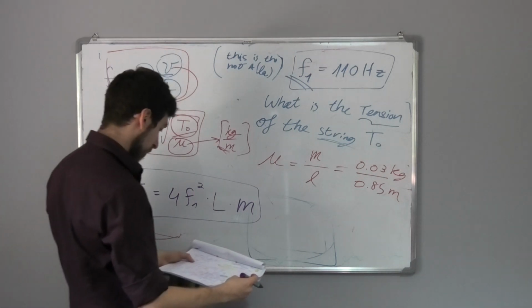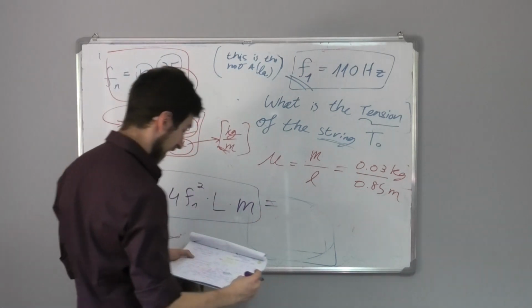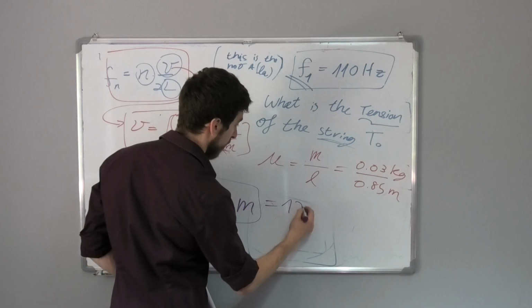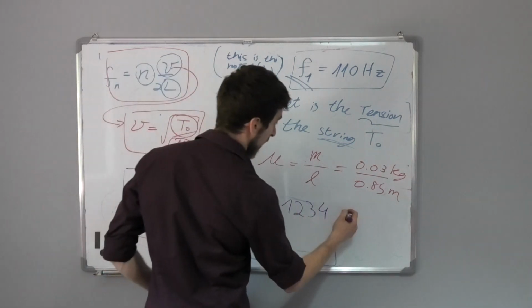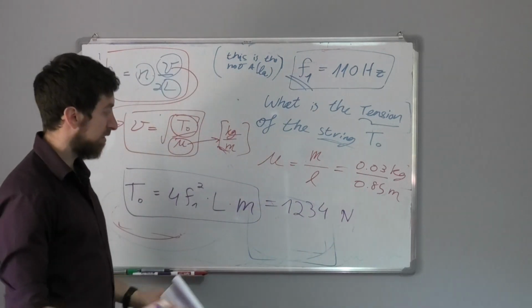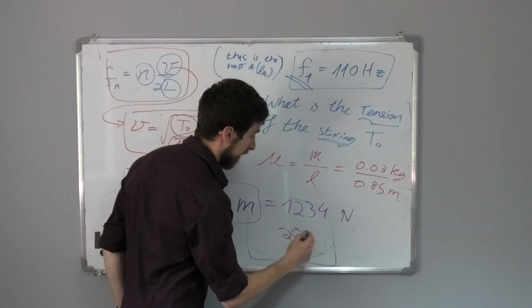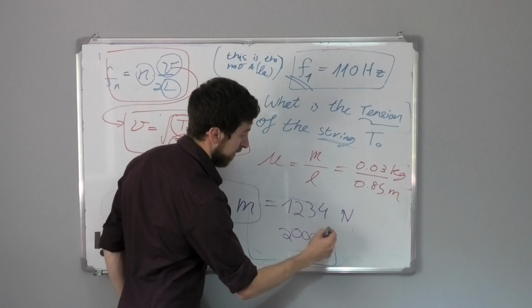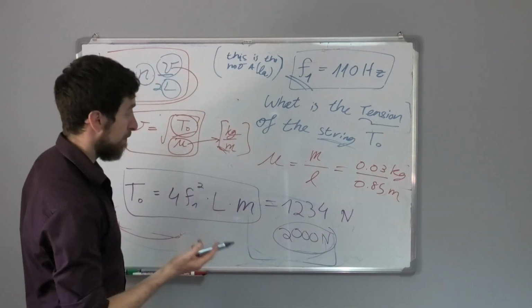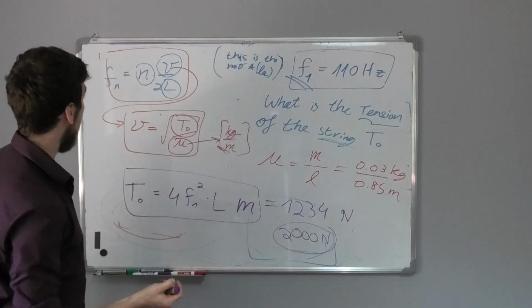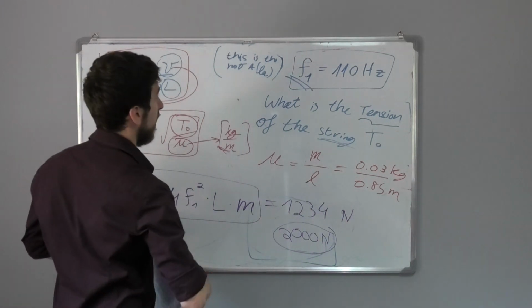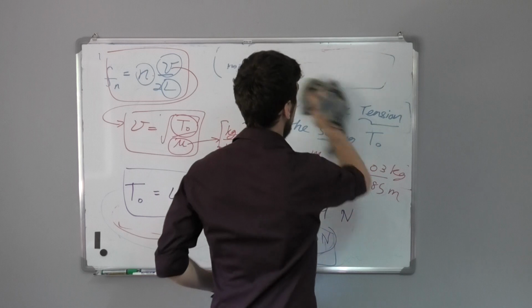And if I put all the results inside, I'm going to get a really nice number that goes 1, 2, 3, and 4, right, newtons. And the string is going to tear at 2000. I didn't say that at the beginning, sorry about that. So I can be sure that it's not going to tear. It's not going to happen.